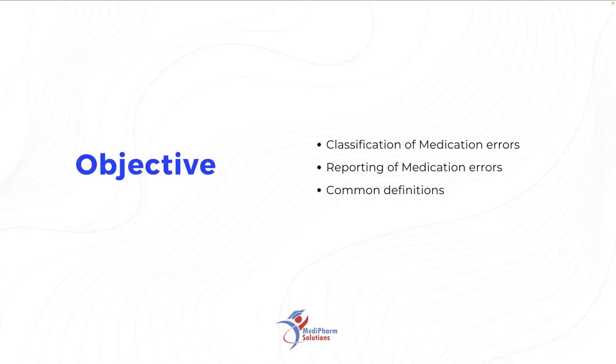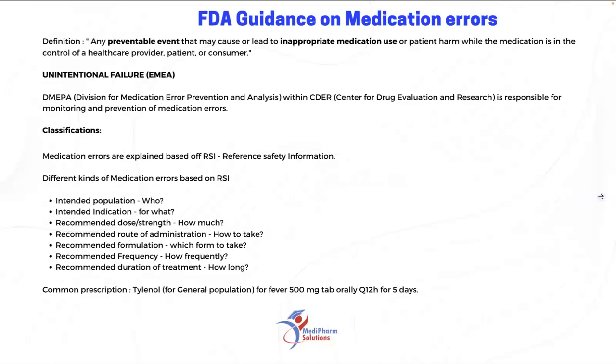But these are the three things that you need to keep in mind: classification, reporting, and common definitions, and how you apply them on a practical basis. Now, we went into the definition a little bit, of what is a medication error. One of the things that I would like you to remember is this EMA definition, which is unintentional. The reason why this is in bold is because we use this practically in a lot of scenarios. I'll tie this with the last slide so you'll understand this.